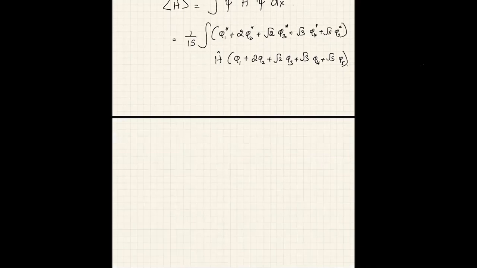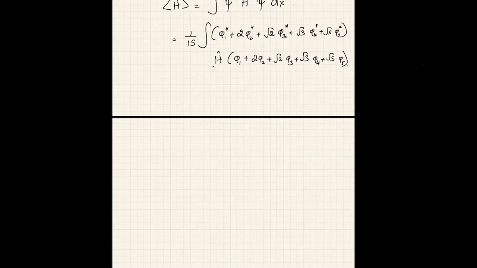Now remember that h acts on whatever is to the right of it. That is what operators normally do. But you already know how h acts on all these functions. H acting on phi 1 gives you epsilon 0 times phi 1. H acting on phi 2 gives you 2 epsilon 0. H acting on phi 3 gives you 3 epsilon 0. H acting on phi 4 gives you 4 epsilon 0. And h acting on phi 5 would give you 5 epsilon 0. So you know exactly how this works.